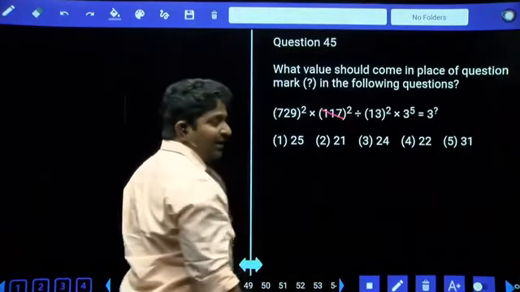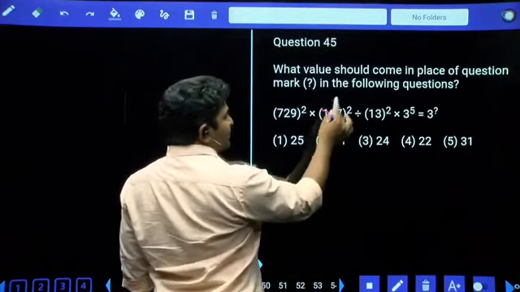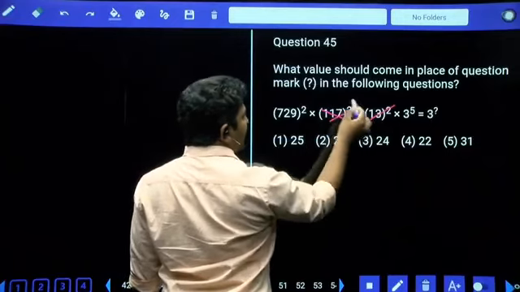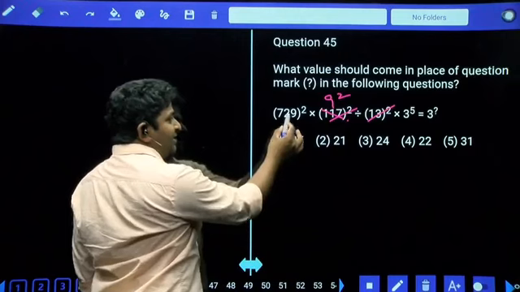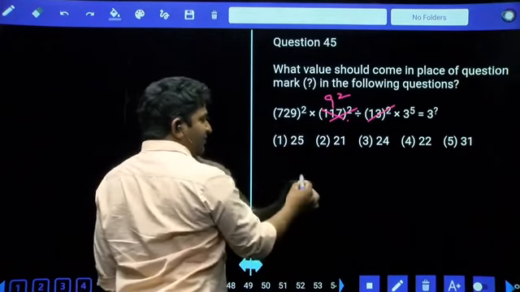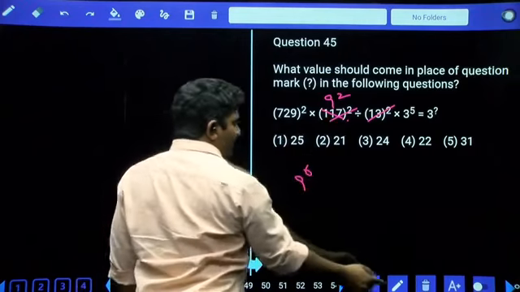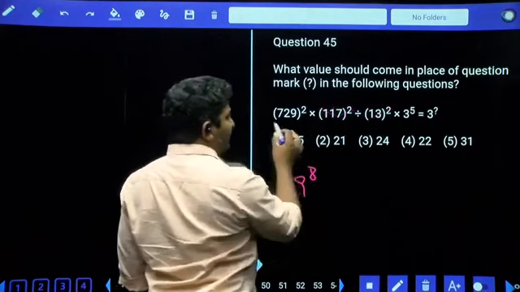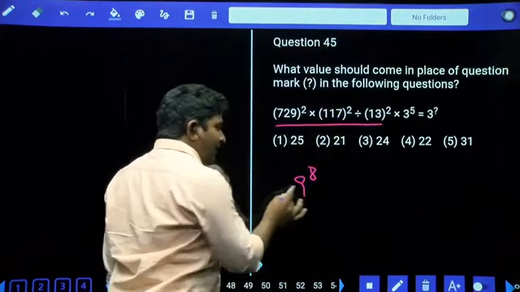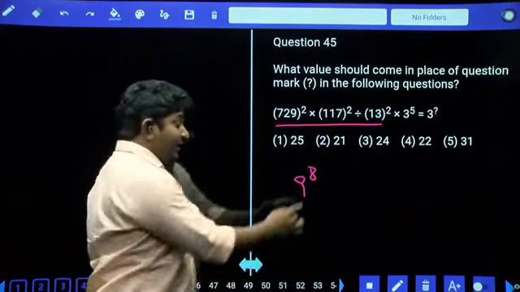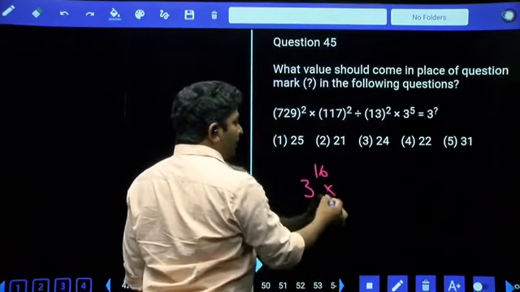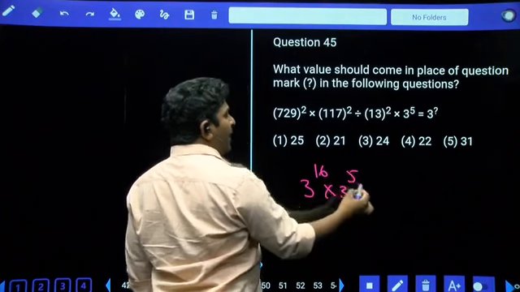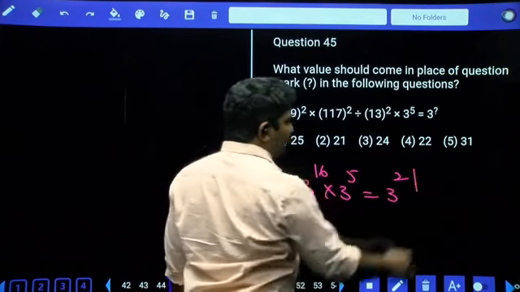Now 117 can be written as 39 times 9 square into 13 square. 13 square gets cancelled and finally we have 9 square here. This is 9 cube to the power of 6 and then 9 square. The total value is 9 to the power of 8 so far. 9 can be written as 3 square. 3 square to the power of 8, that is equal to 3 to the power of 16 into 3 power 5. So we have to add exponents and that is equal to 3 to the power of 21.